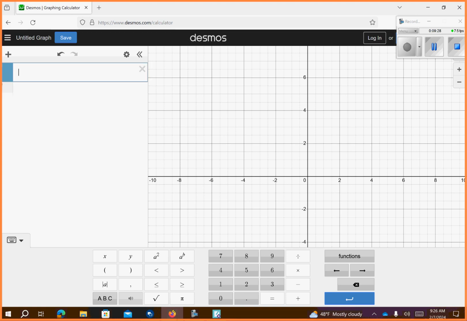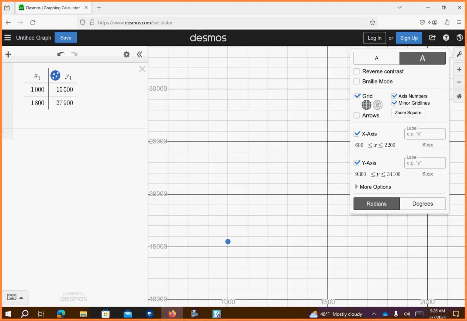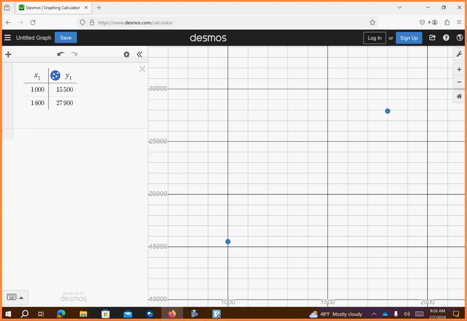All right, so if I have 2 points on Desmos and I want to find the equation of the line, I'm going to hit our plus button and I make a table. So my first table is 1,000 and 15,500. And then my other point is going to be 1,800, not 18,000, and 27,900. If you hit the plus button, it'll show you where the points are. I'll make it a little darker so we can actually see it. So those 2 points.